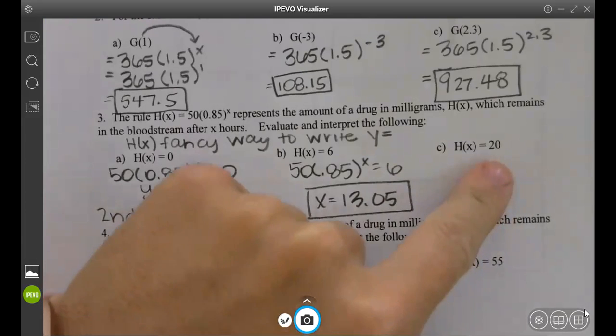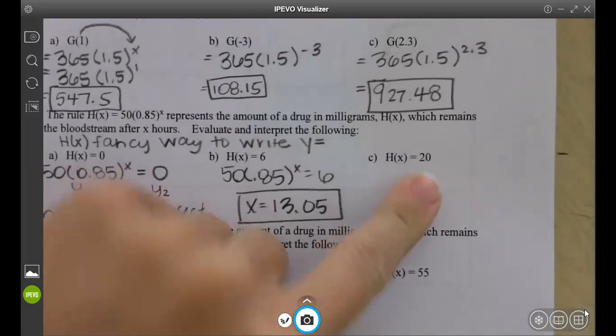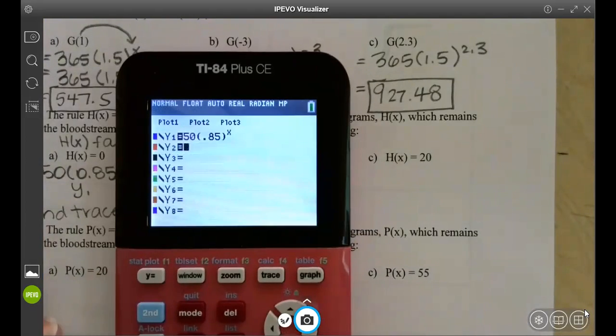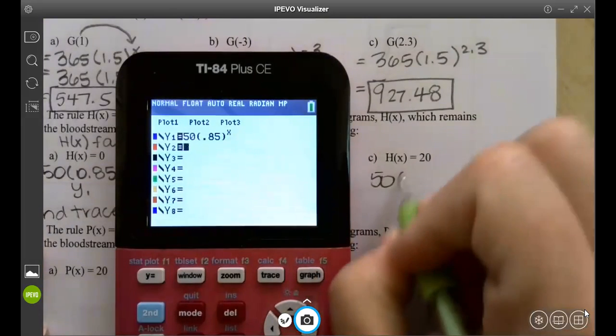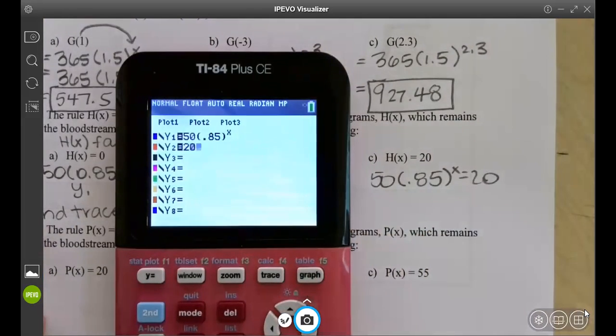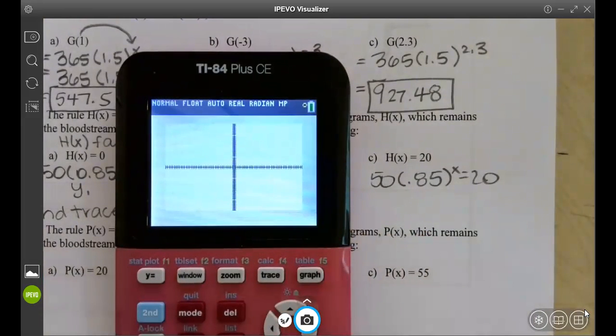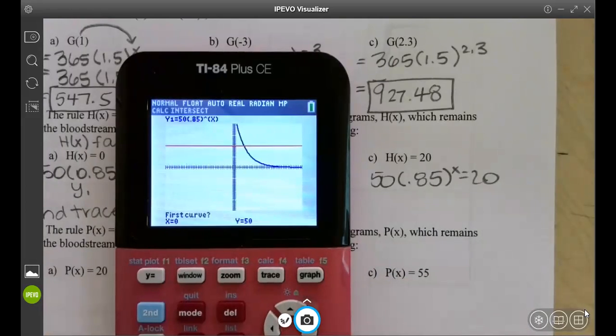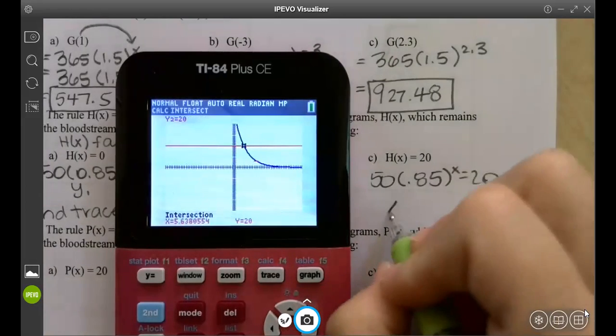So what do you think the next one? What are we trying to get? How many milligrams? 20. So we're trying to find out how long it takes to get 20 milligrams. Do the same thing, except instead of 6, what are we doing? 20. We're going to graph it. There's my blue line. There's my red line. Does it work? Yeah. Second trace intersect, enter, enter, enter.